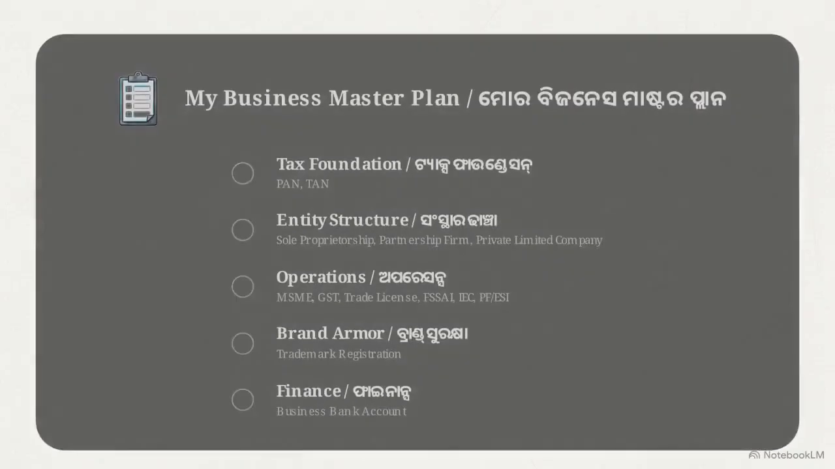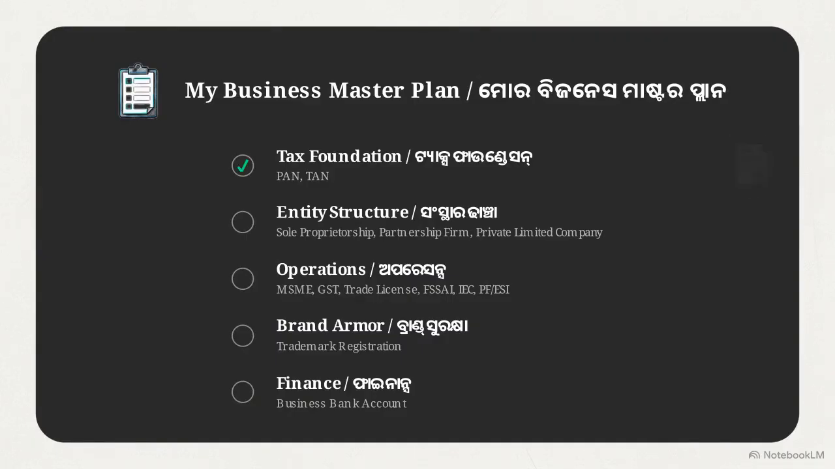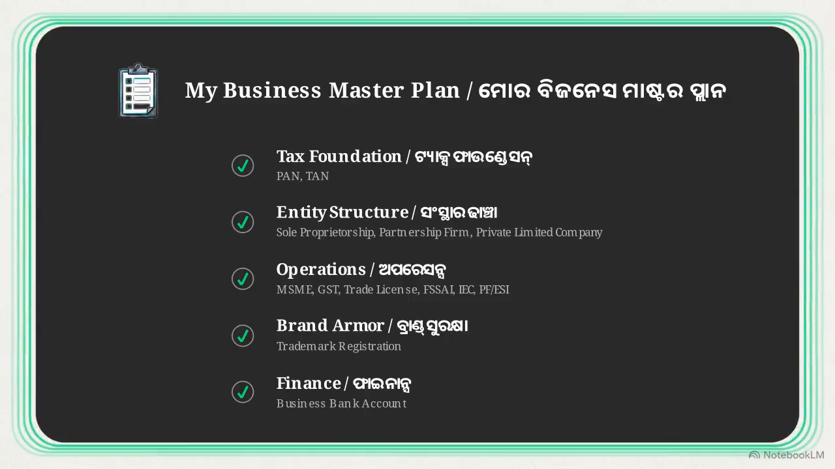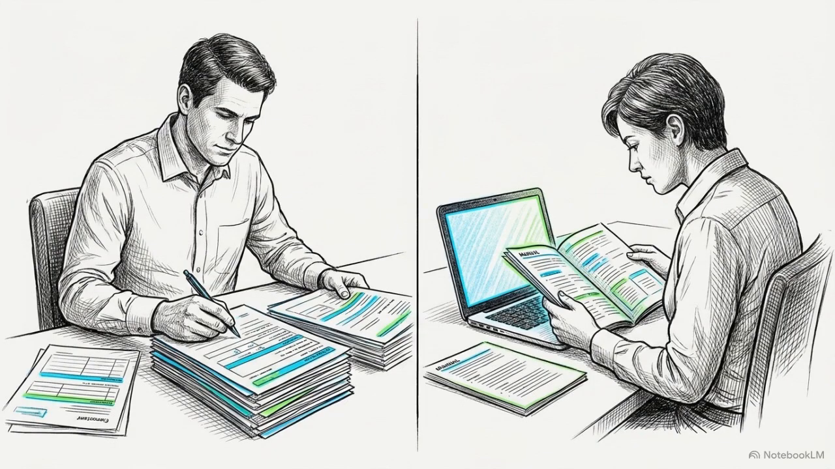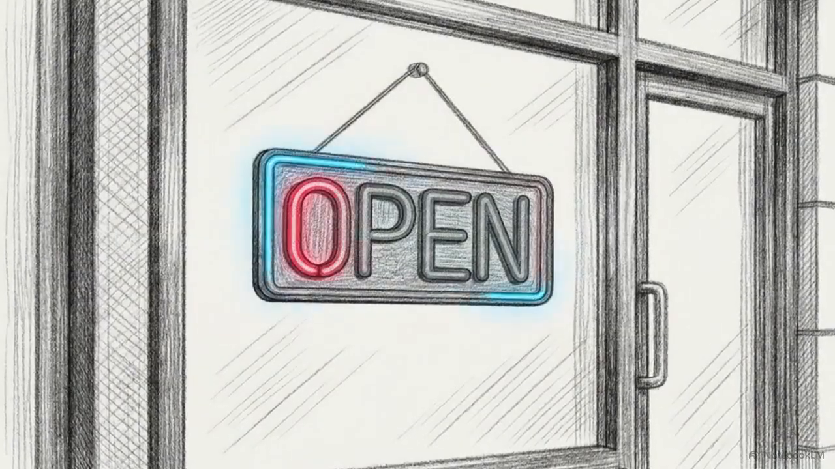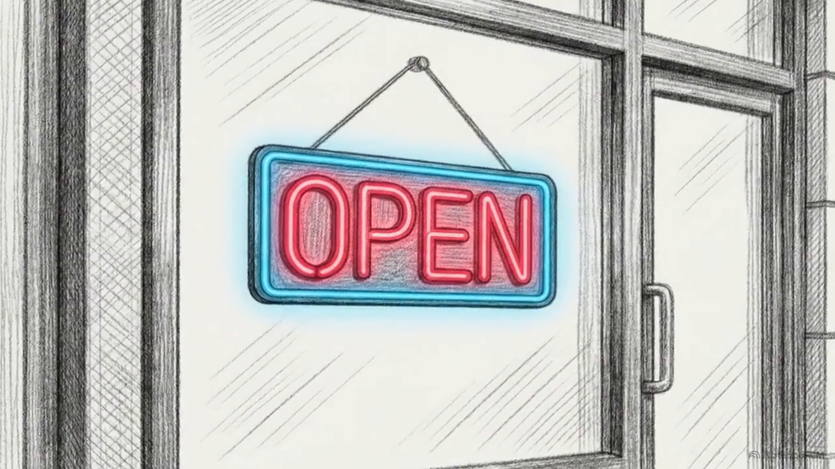Let's look at the finalized master plan on screen one last time. Every category from your initial PAN to your final business bank account is now checked off in green. Whether you hire an expert to process the paperwork or master the tax compliance yourself, taking immediate action on this checklist is the final step required to turn your business concept into a legal reality.